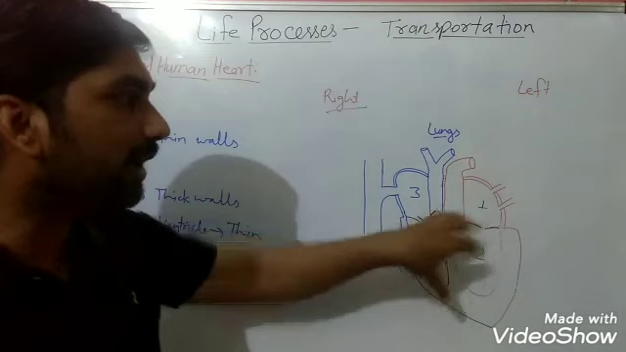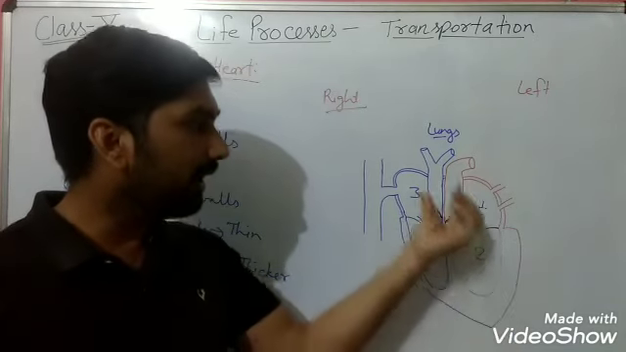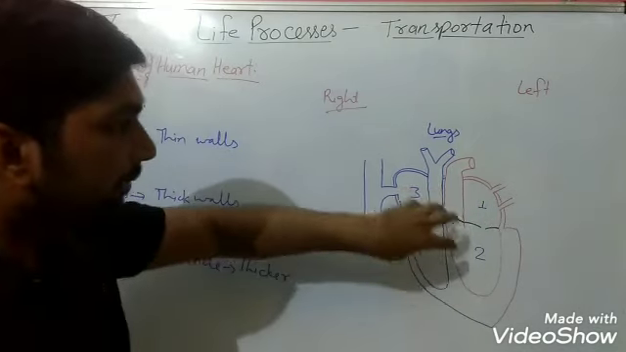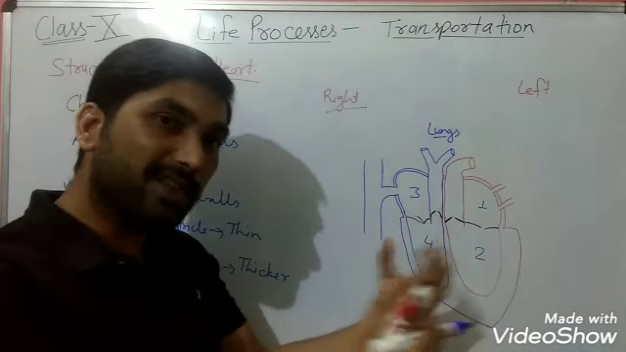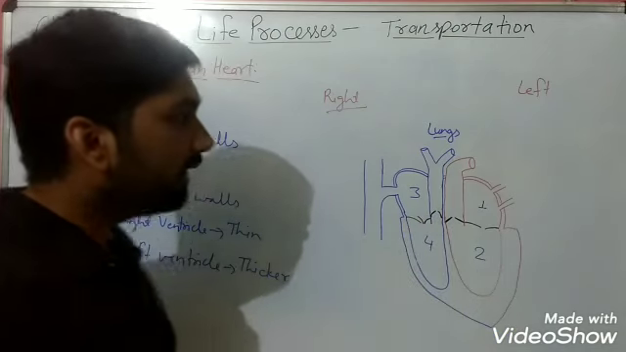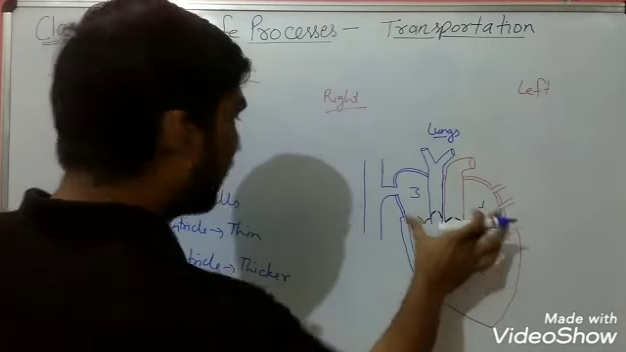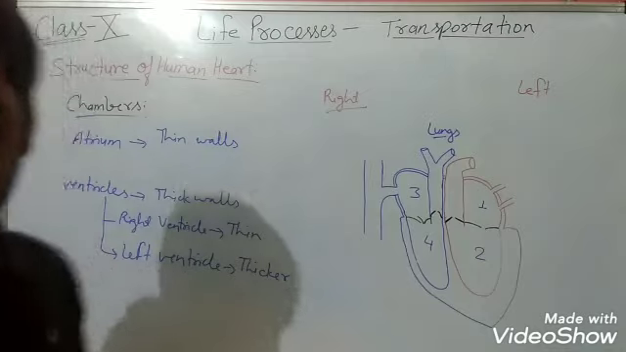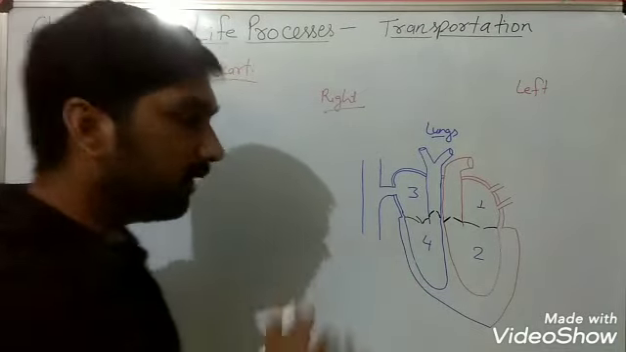So this was all about the 4 chambers. Ventricles are having thicker walls, whereas atriums are having thinner walls, and ventricles are going to send the blood away from the heart, and atriums are going to receive the blood from the other body organs. Now we will see what are these black structures, what is the function of these valves, and what are the valves that are present inside the heart.